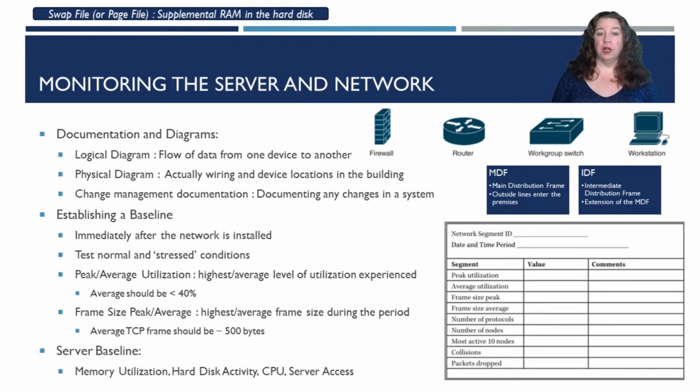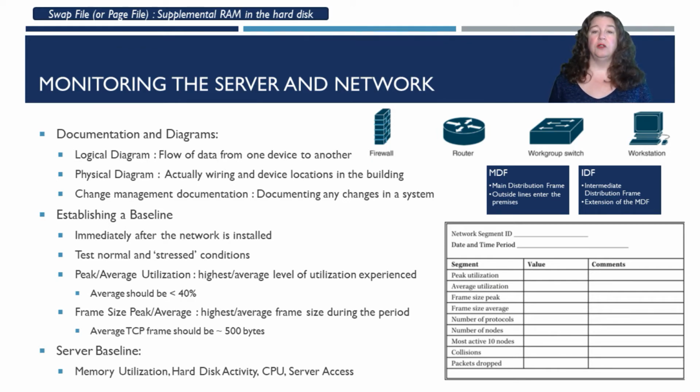With your server, we want to look at things like your memory utilization, your hard disk activity, your CPU usage, and how much the server is being accessed. These are more tangible amounts that are going to say how much of the server is being used, rather than the baseline for your network, which is how much traffic is moving back and forth. Each of these different things tells you something about how people are using your network.